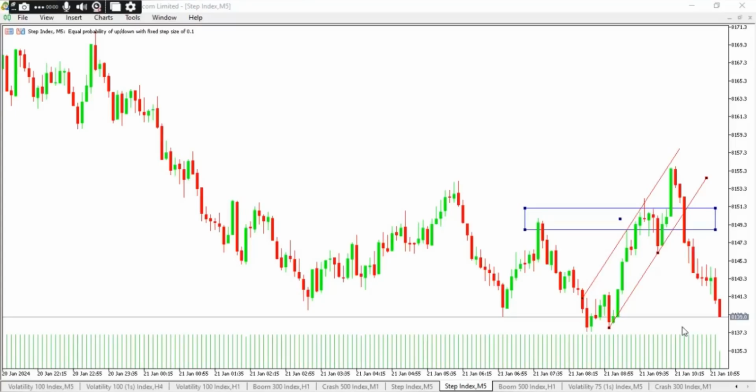So on step index, what you do is you draw your channel like this. I've drawn my channel like this. I've managed to join all the possible points. Here I have a point, here I have a point, here I have a point. So for you to enter after such a breakout, what you do is you draw your horizontal line.